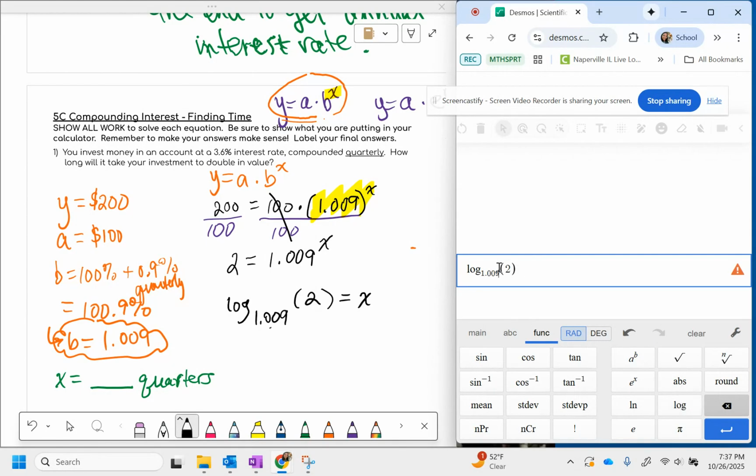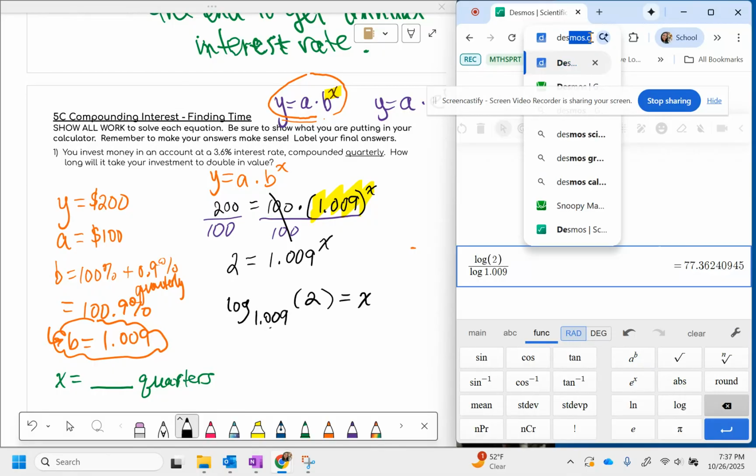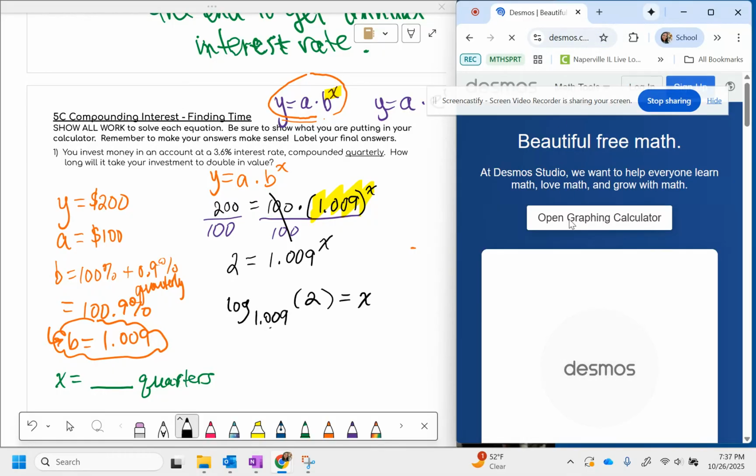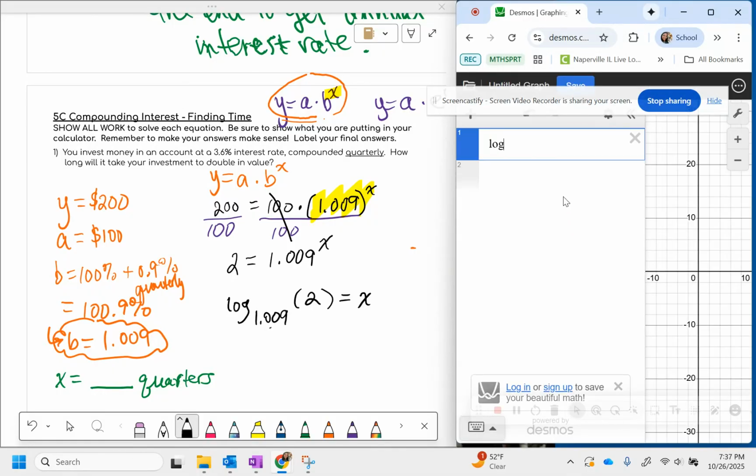I don't know why it's not working. I guess maybe scientific calculator doesn't do this kind of log. So I'll have to do this. Well, that's a reason to use the graphing calculator. This is the change of base that we talked about before. So if I go to graphing calculator and I do log base 1.009 of 2, it works. Wow, that's interesting. I did not know the scientific calculator didn't do that.